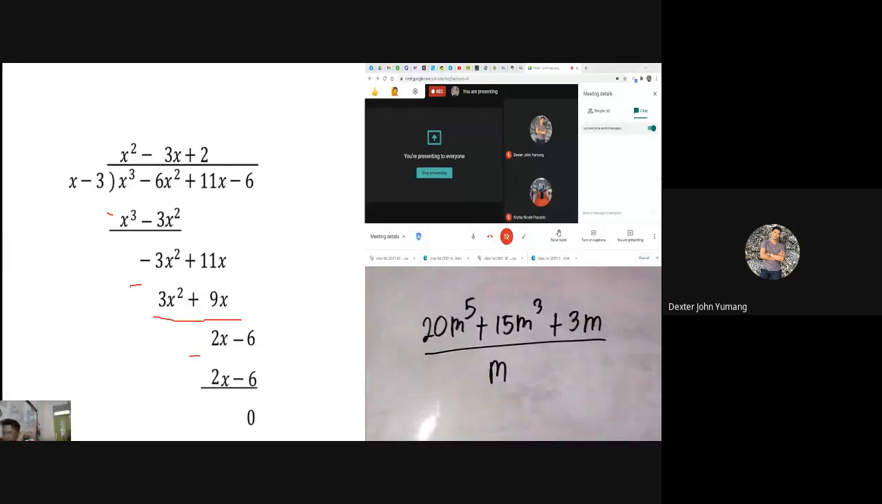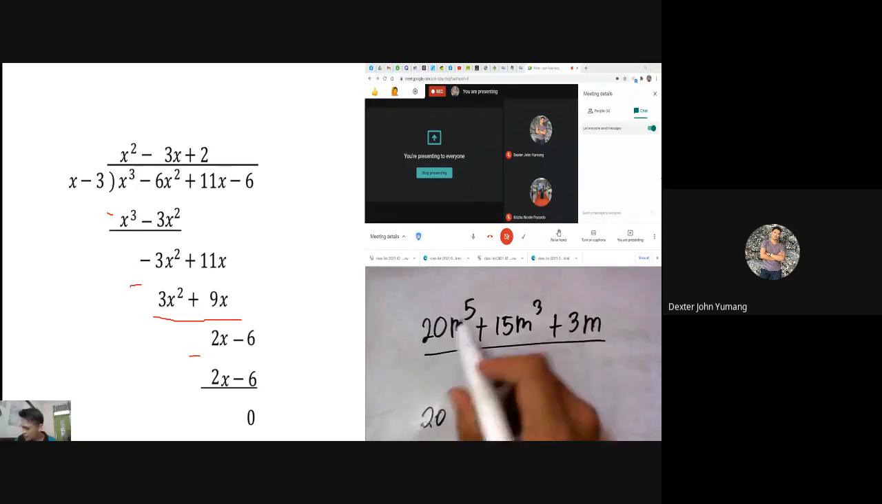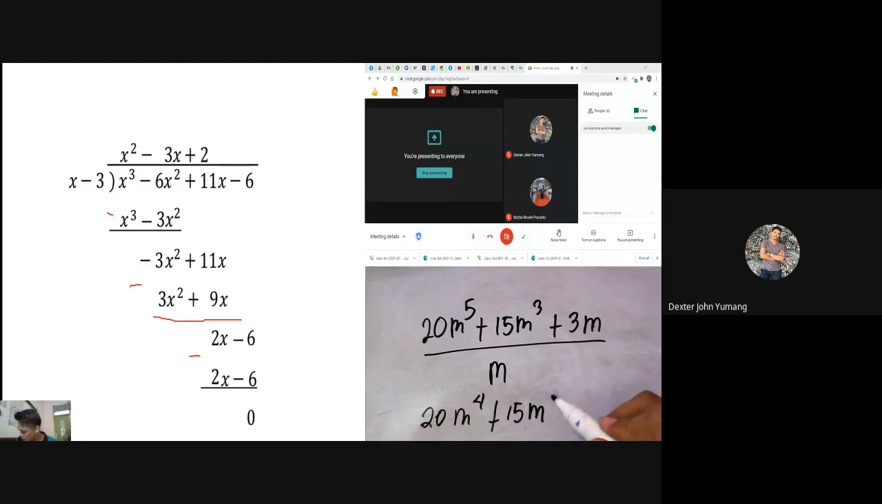Okay, let's reveal the answer. So, we have 20 divided by m. So, invisible 1. So, 20 lang, kopyahin. Next, m raised to the power of 5, then m raised to 1. Subtract lang 5 minus 1, that is 4. 15, kopyahin lang din. M cubed minus m1, that is m squared. 3, kopyahin lang din. M raised to 1 minus m raised to 1, magiging 0 na siya. Kapag 0 na siya, pwede nang hindi isulat. So that is now the answer. 20m raised to the power of 4 plus 15m squared plus 3. Okay, that's good. My brain is normal. Normal pa yan, actually. Okay.